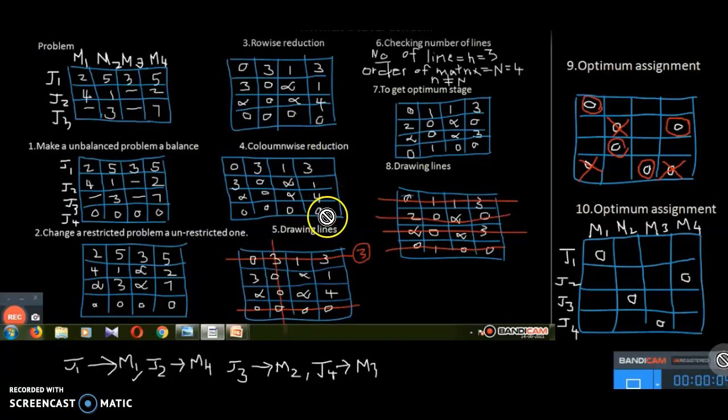Then afterwards we have to draw lines through the maximum number of zeros. Okay, starting from the maximum number of zeros we have to draw the lines. Now in the first row you have only one 0, in the second row only one 0, in the third row only one 0, but in the fourth row you have 4 zeros. Okay, 4 zeros you have in the last row.